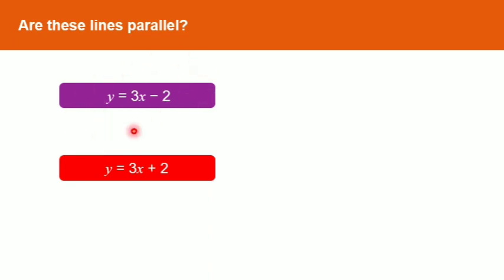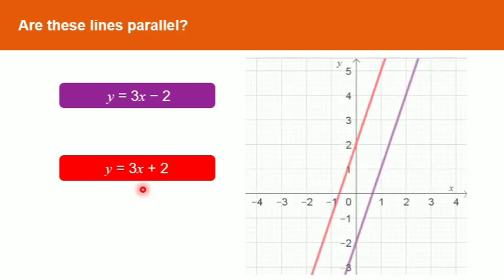So what is the gradient of the purple line? The gradient will be 3. Remember the gradient will be the coefficient of x, and then for the other line the gradient also will be 3. So yes, they are parallel. If you're still not sure, you can draw the lines also, that's fine.